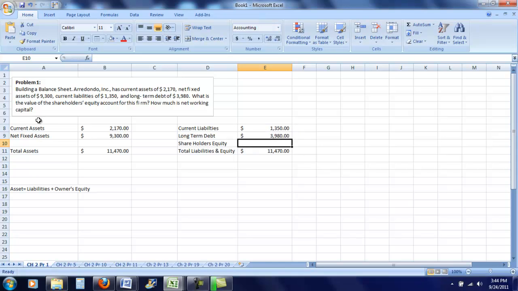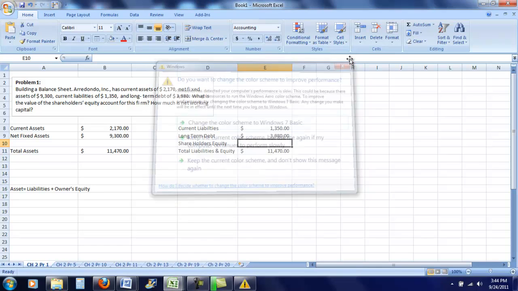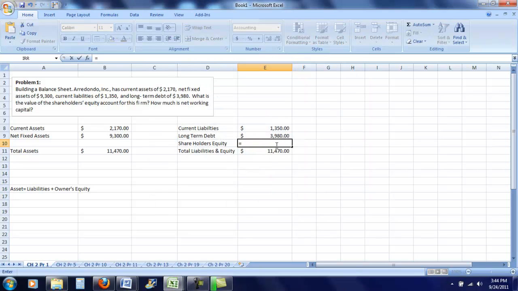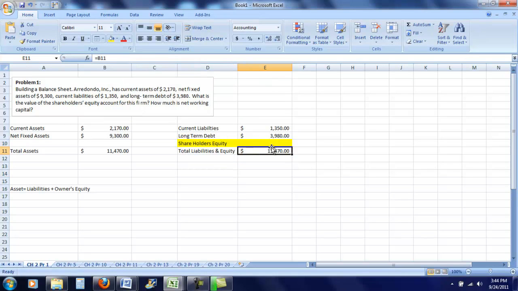So now what we need to solve for here is shareholders' equity. I'm going to highlight this in yellow. We know we need to solve for it. So the next step is, the only thing missing is shareholders' equity. We have total liabilities and equity, so I'm going to hit equals the total liabilities and equity minus current liabilities minus long-term debt, which will give us our number for shareholders' equity. So in this problem, shareholders' equity equals $6,140.